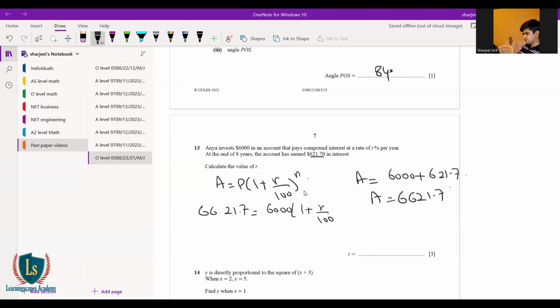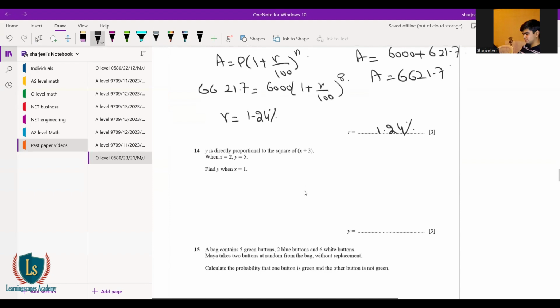R over 100 power 8. So R should be equal to 1.24. You can use your calculator to solve this. That would be in percentage.